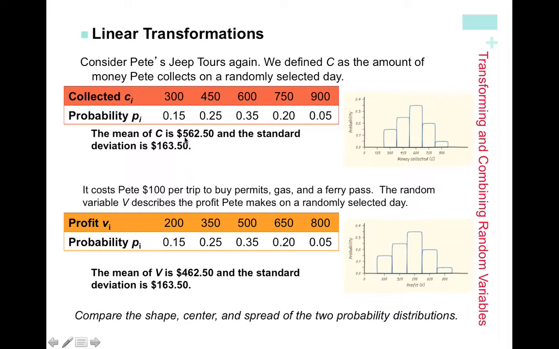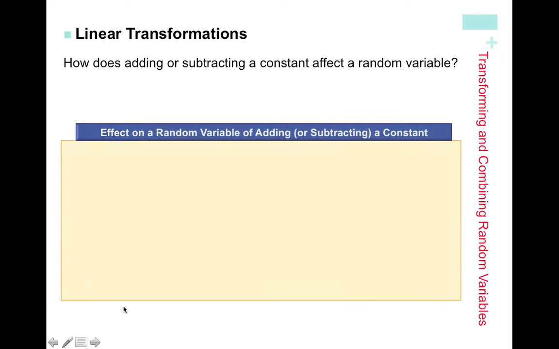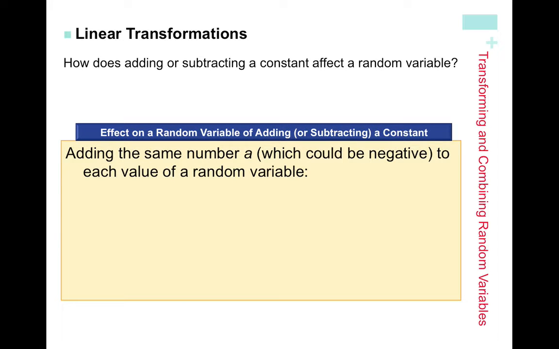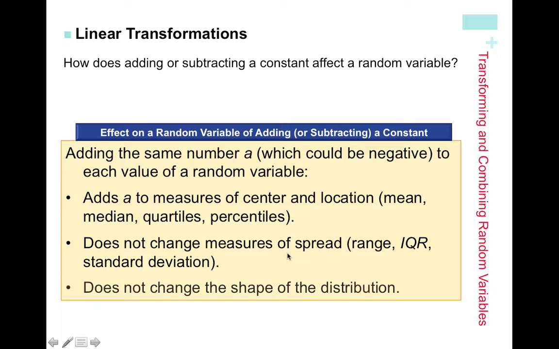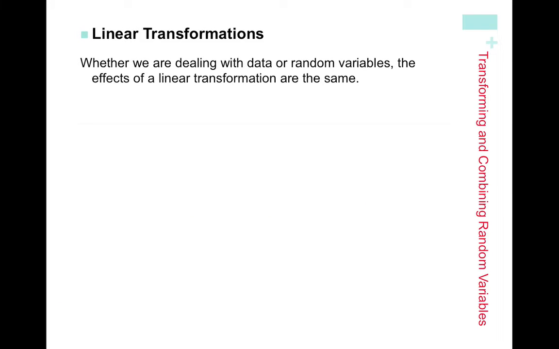If you notice here, if I find the new mean, the mean is going to decrease by 100. Just like each value decreased by 100, but the standard deviation does not change. So when I add or subtract, just like before, the mean changes, the standard deviation doesn't, and the shape doesn't. Alright, so when you're adding or subtracting, it changes the measure of center location, and it's not going to change the measure of spread. It's not going to change the shape. So that's a shortcut.